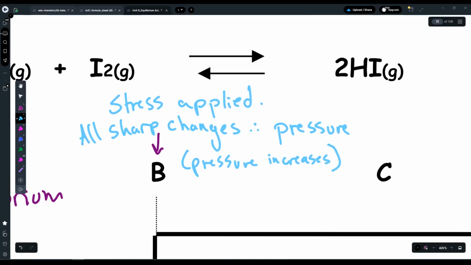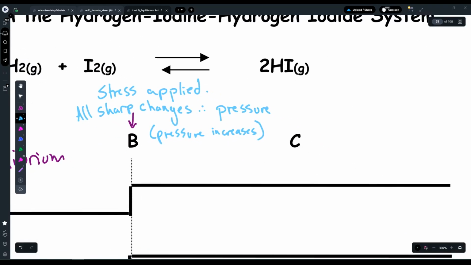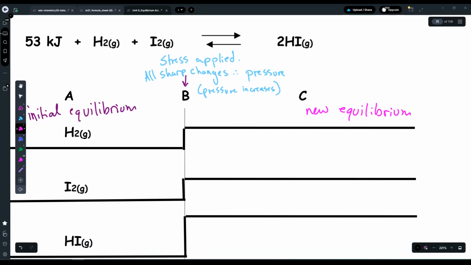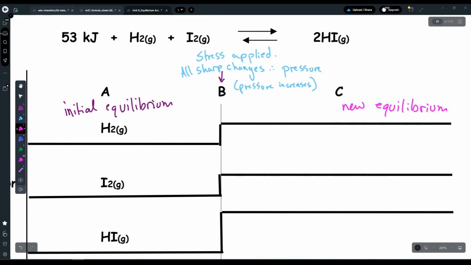Okay, so that's likely due to the scientist decreasing the volume of the container, and then you have a new equilibrium established. But as you notice here, the wonky thing about this graph is that they all go up, and then they already immediately established an equilibrium right at this point here. Okay, so what's going on here?